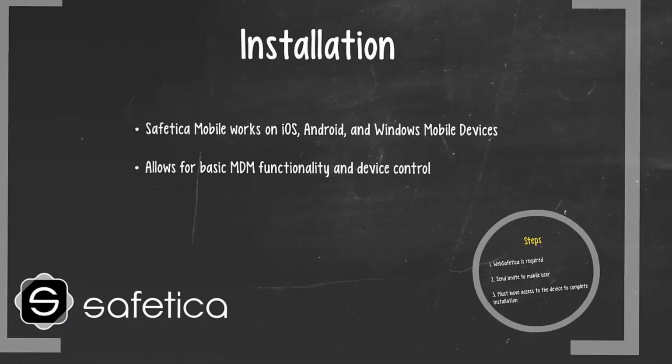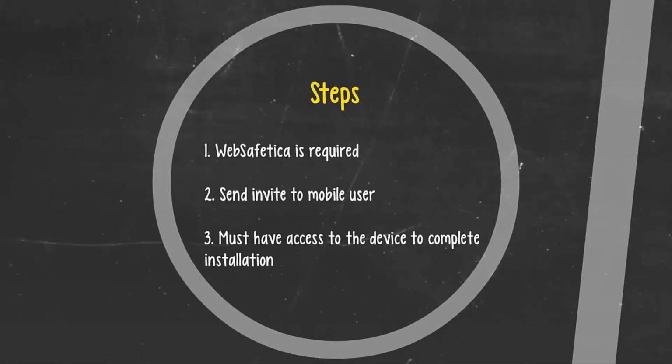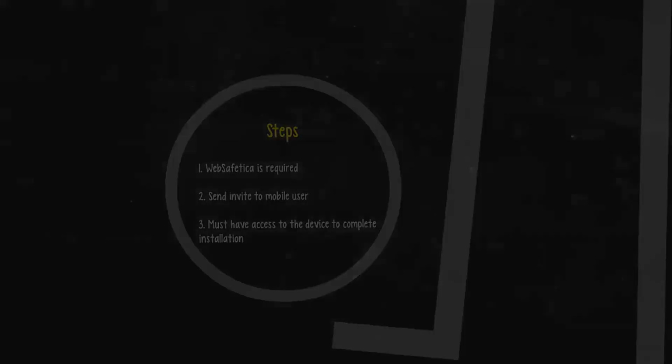To install Safetica Mobile on a device, we will begin with 3 steps. First, Web Safetica is required for Safetica Mobile. All Safetica Mobile settings are performed through Web Safetica. Web Safetica installation is covered in another episode. The next step is to send an email invite to the user associated with the mobile device. To complete the installation, you will have to complete a few steps on the mobile device.